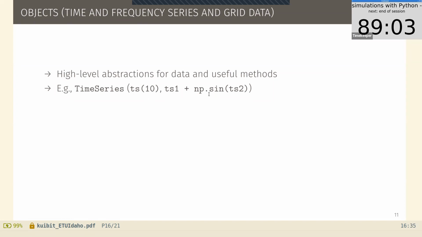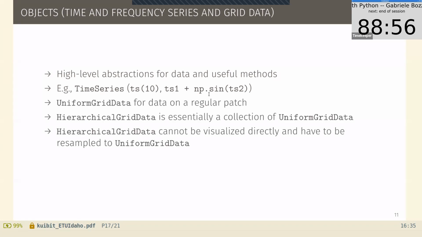And the same will work for grid data. You can just do any mathematical operation. You don't have to think about all the low-level details. Then we have uniform grid data that represent data defined on a single patch with uniform resolution. So this can be a refinement level. This can be one part of an MPI rank. And then we have hierarchical grid data, which puts everything together so that we have essentially fixed or adaptive mesh refinement. And at the end of the day, it's just a collection of uniform grid data.